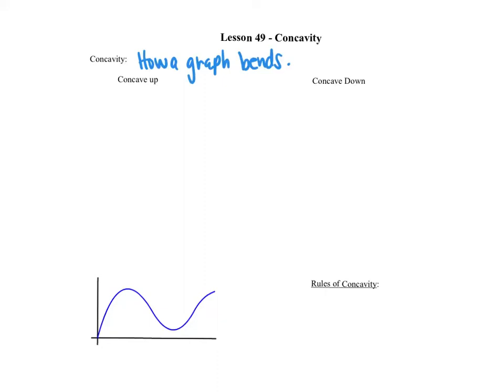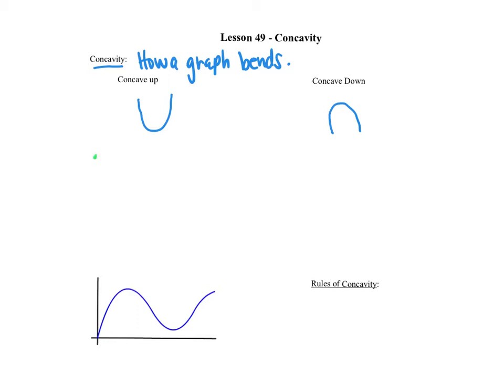Lesson 49 is on concavity, and the definition of concavity is how a graph bends. So we have concave up and we have concave down. Concave up is something that looks like this. It essentially opens up. Concave down would be something like this that essentially opens down.